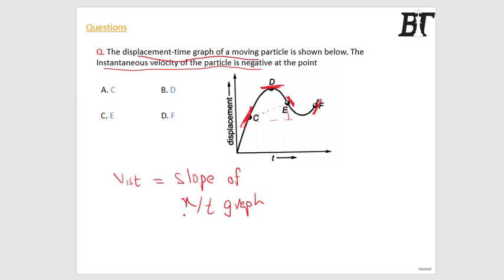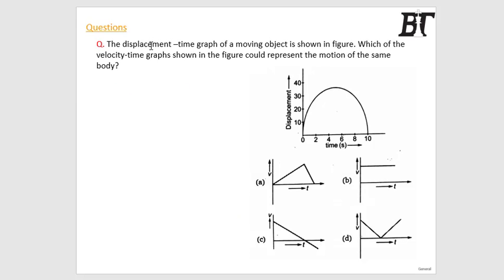तो velocity कहाँ negative होगी? जहां पे slope negative होगा. So we have only one answer over here, that is option C. This is the next question on your screen now. Please pause the video. I will begin with my solution.